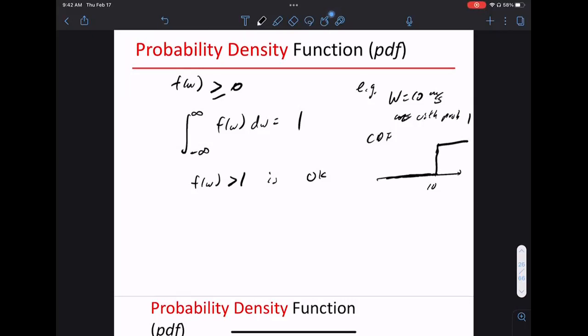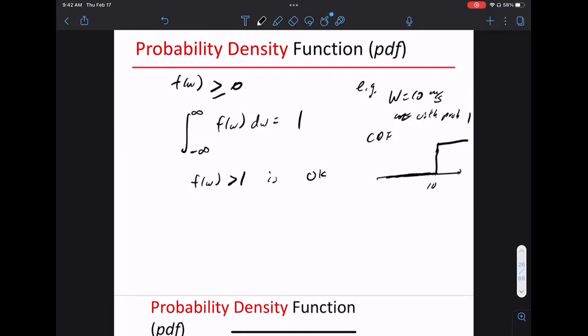If you differentiate this step function, what do you get? You get a delta function here. And a delta function is definitely larger than 1. So it's definitely okay for this to be larger than 1. It just depends on how sharp the jumps are. Being larger than 1 is completely fine. The most extreme example is now you have a delta function.